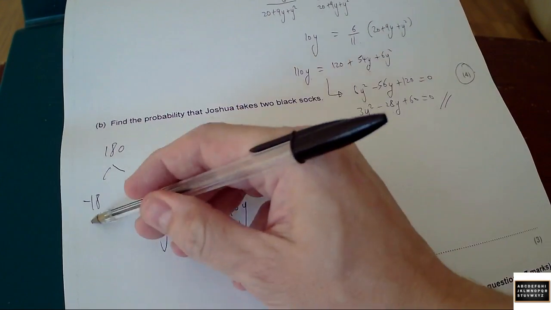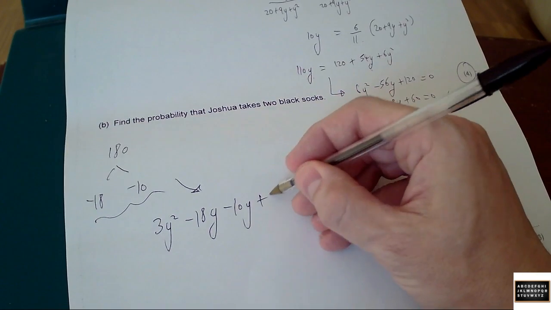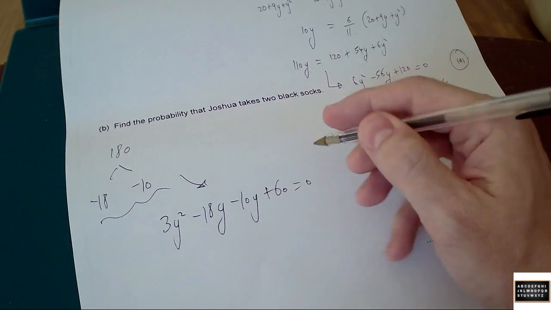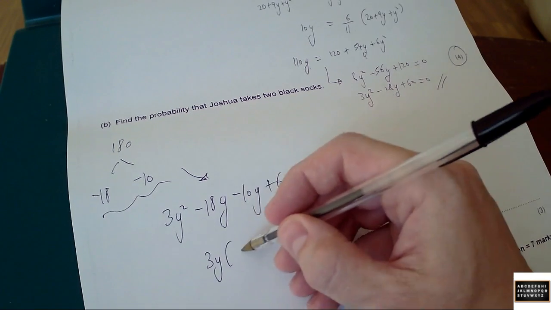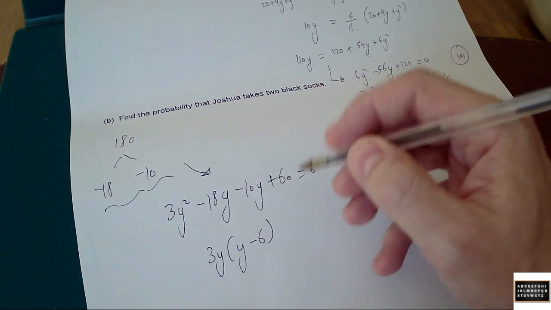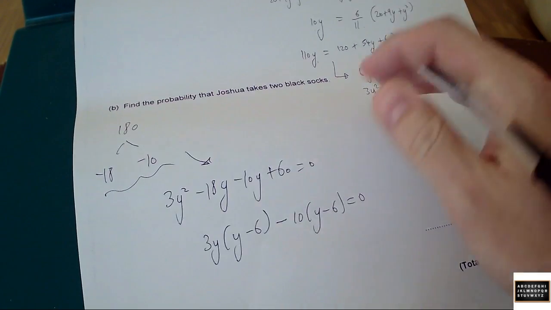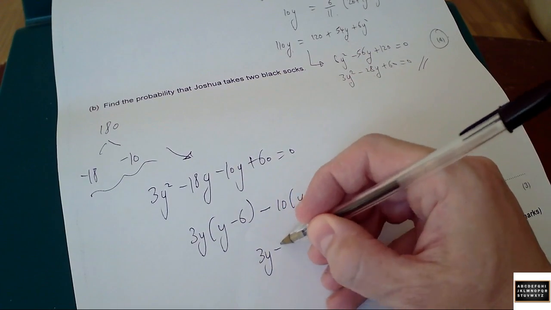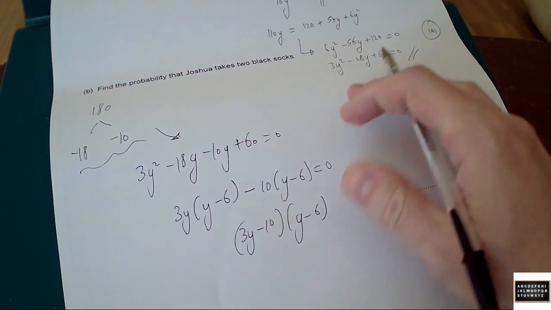So where's this come from? It's come from over here. And then the plus 60 from up there. And then we're going to do some taking out of brackets. So y minus 6 here. And then finally here, it's going to be y minus 6 as well. And this will give me 3y minus 10, and then y minus 6 again.